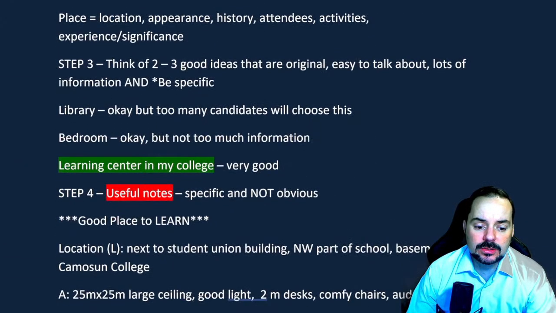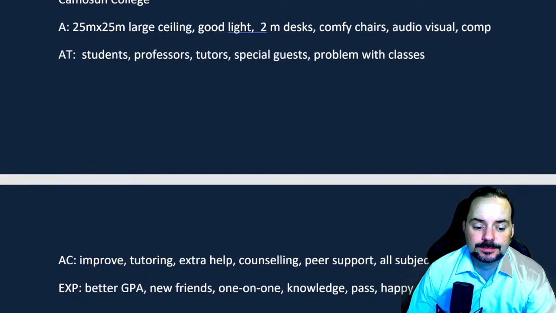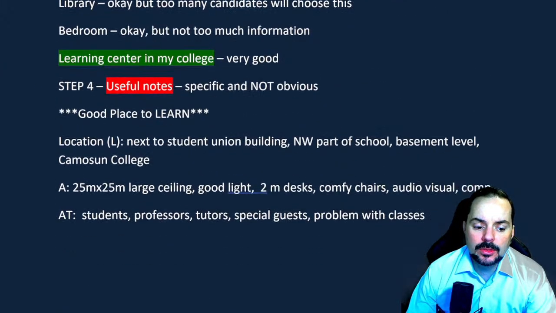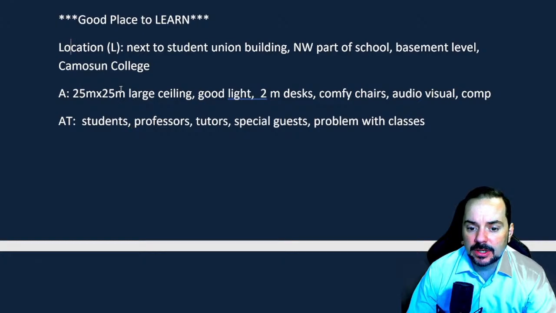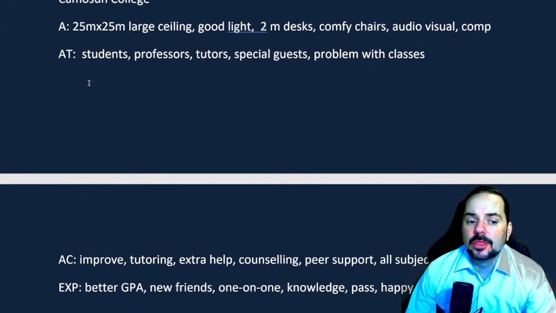Okay, so I need to talk about the location. So I type this down. It takes me a few seconds. Then I need to talk about the appearance. I type this down. It takes me a few seconds. Then I need to talk about the attendees. I think about it. I write this down.